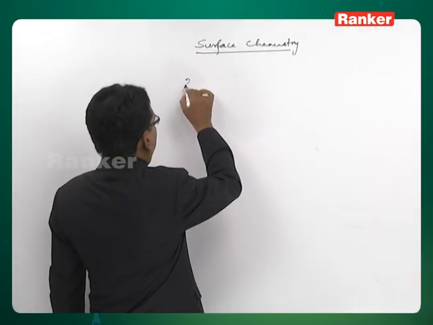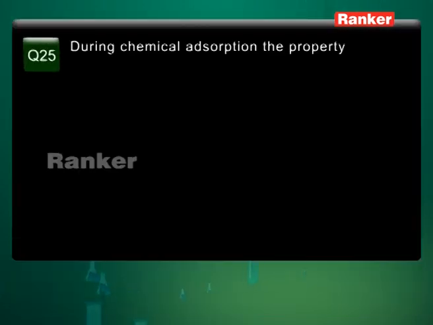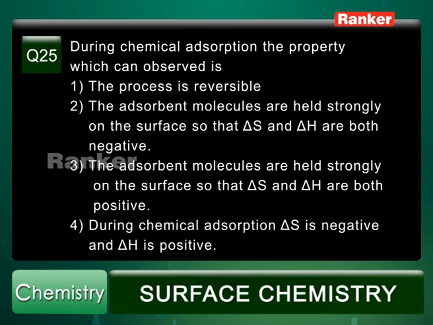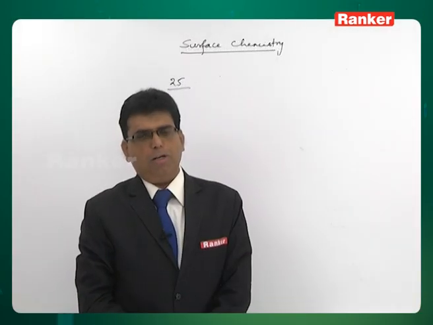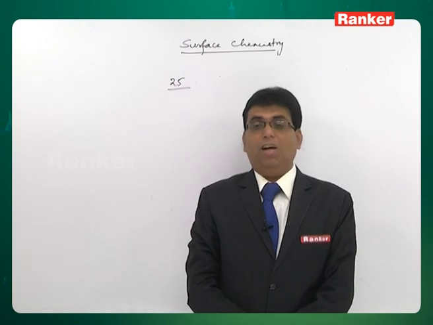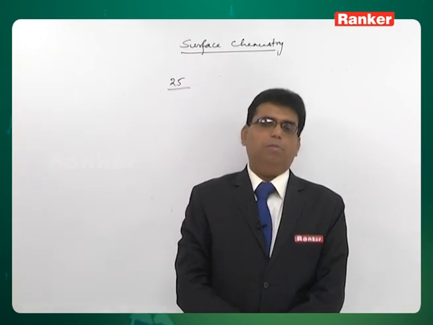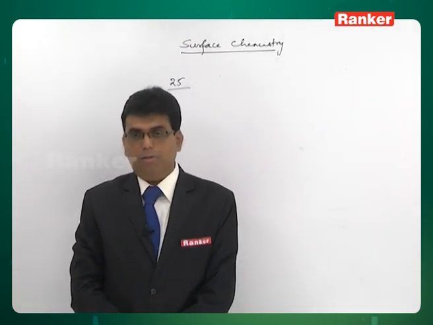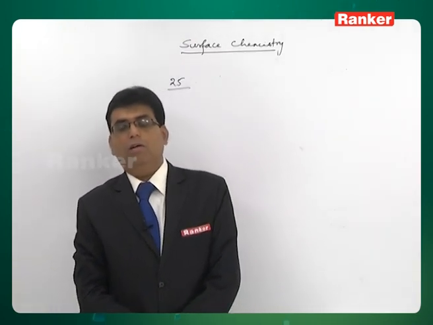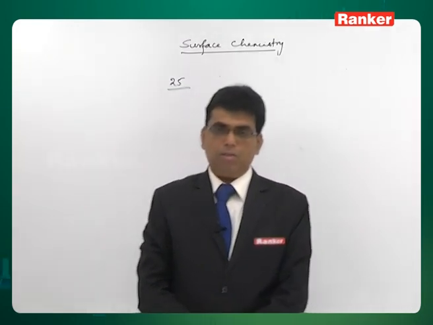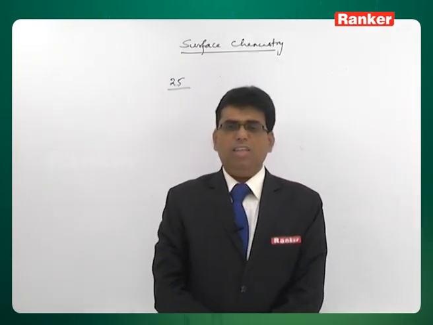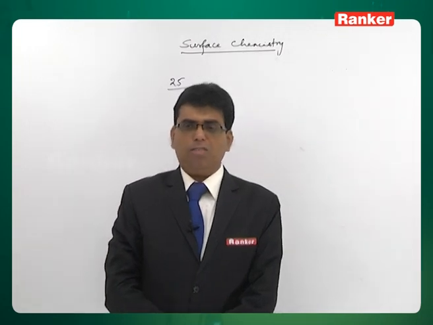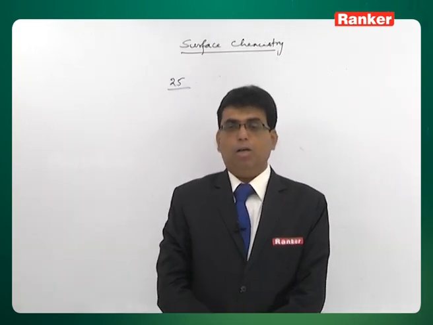Now, let us move on to question number 25. During chemical adsorption, which property can be observed? Chemical adsorption is because of the residual valence forces. Covalent bond formation takes place, and the adsorption is due to chemical bond formation. So, it is not reversible, it is irreversible, and the adsorbed molecules are held strongly on the surface. So, delta S and delta H are both negative.